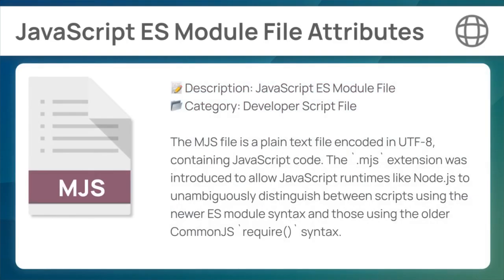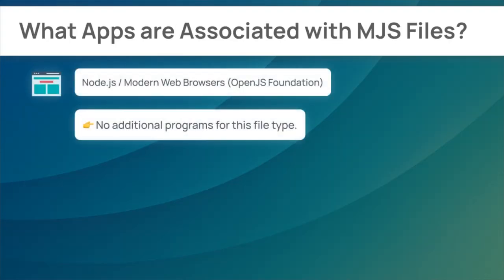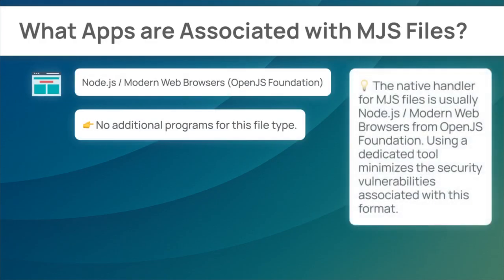The MJS extension was introduced to allow JavaScript runtimes, like Node.js, to unambiguously distinguish between scripts using the newer ES module syntax and those using the older CommonJS require syntax. The anticipated software for loading MJS is Node.js, modern web browsers created by Open MJS Foundation. Using a dedicated tool minimizes the security vulnerabilities associated with this format. Windows shows only what the script contains, while the runtime determines how it behaves.